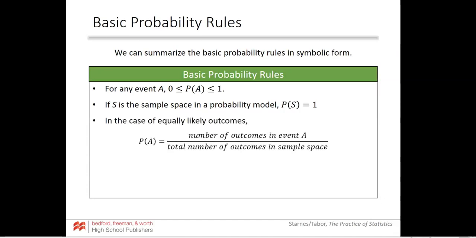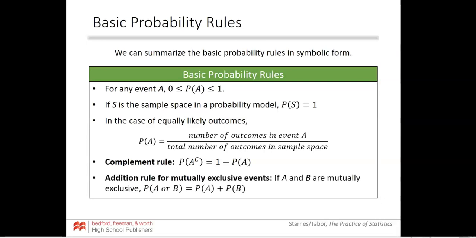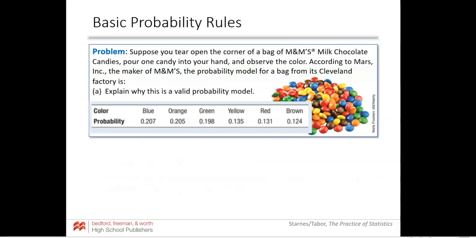In the case of equally likely outcomes, it's the number of successes or outcomes in event A, whatever you're trying to get, divided by the total number of outcomes in the sample space. The complement rule is the probability that A does not happen is 1 minus the probability of A happening. An addition rule, if they are mutually exclusive, you're just going to add them if it's an or statement.